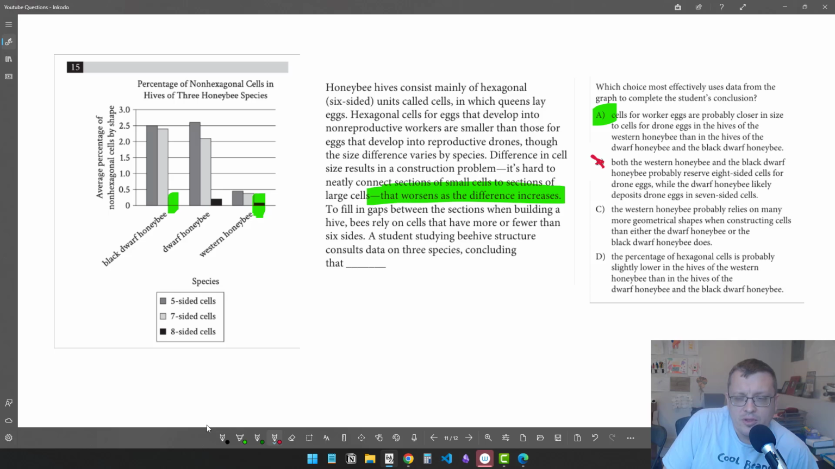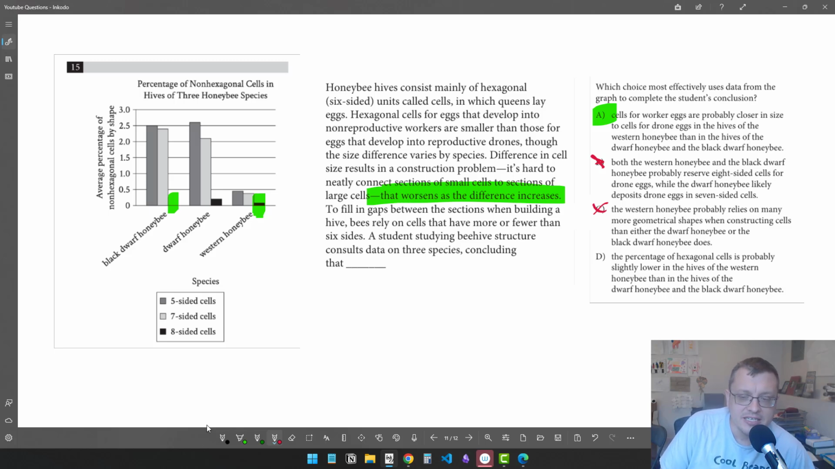C, the Western honeybee probably relies on many more geometrical shapes when constructing cells than either the dwarf or the black dwarf. I mean, just based on the comparison of these two, they look to be the same number. It uses fewer overall, but in terms of the types of shapes, it's the same as the dwarf. So again, a distinction here that I just don't think makes sense. It doesn't show that there's more shapes being used by this. In fact, it's probably the same number of shapes, just there's more of them being used here overall than here, which is the distinction we see in A. So C is just not true based on the figure.